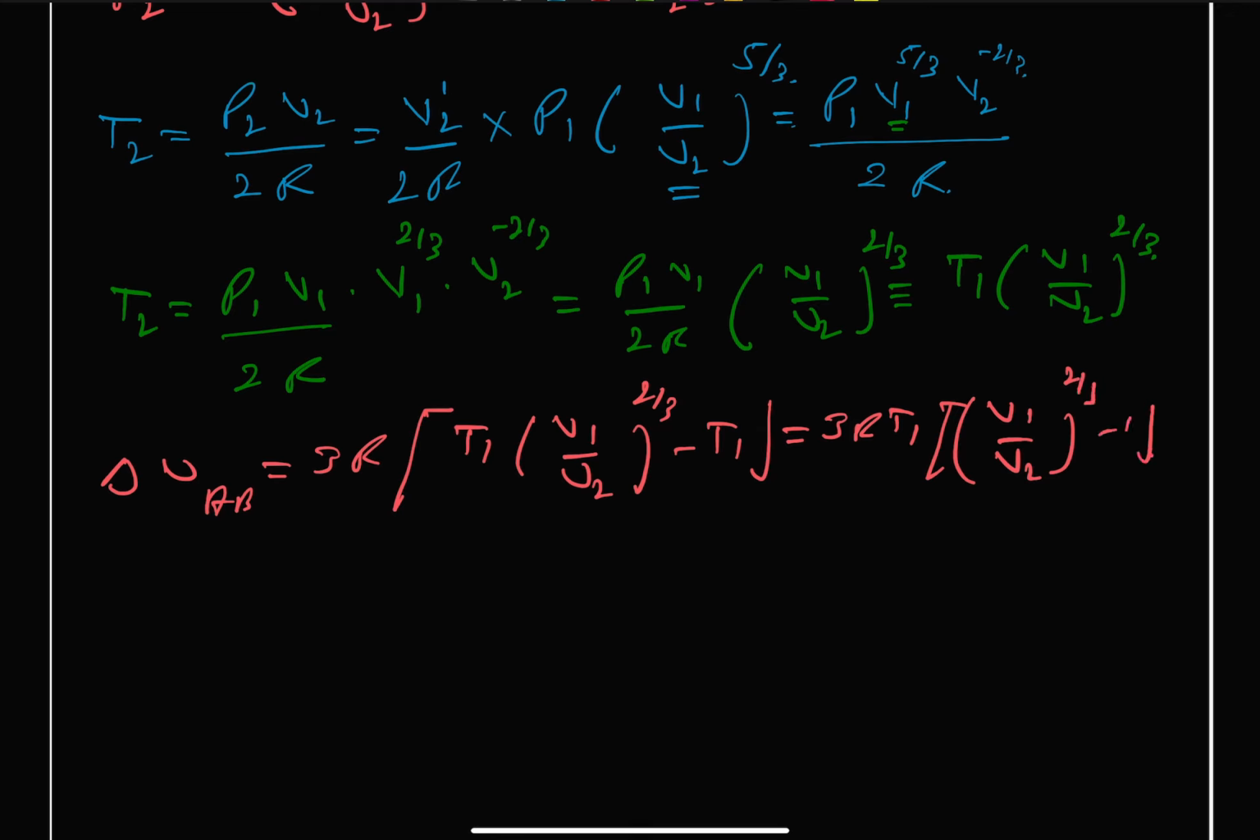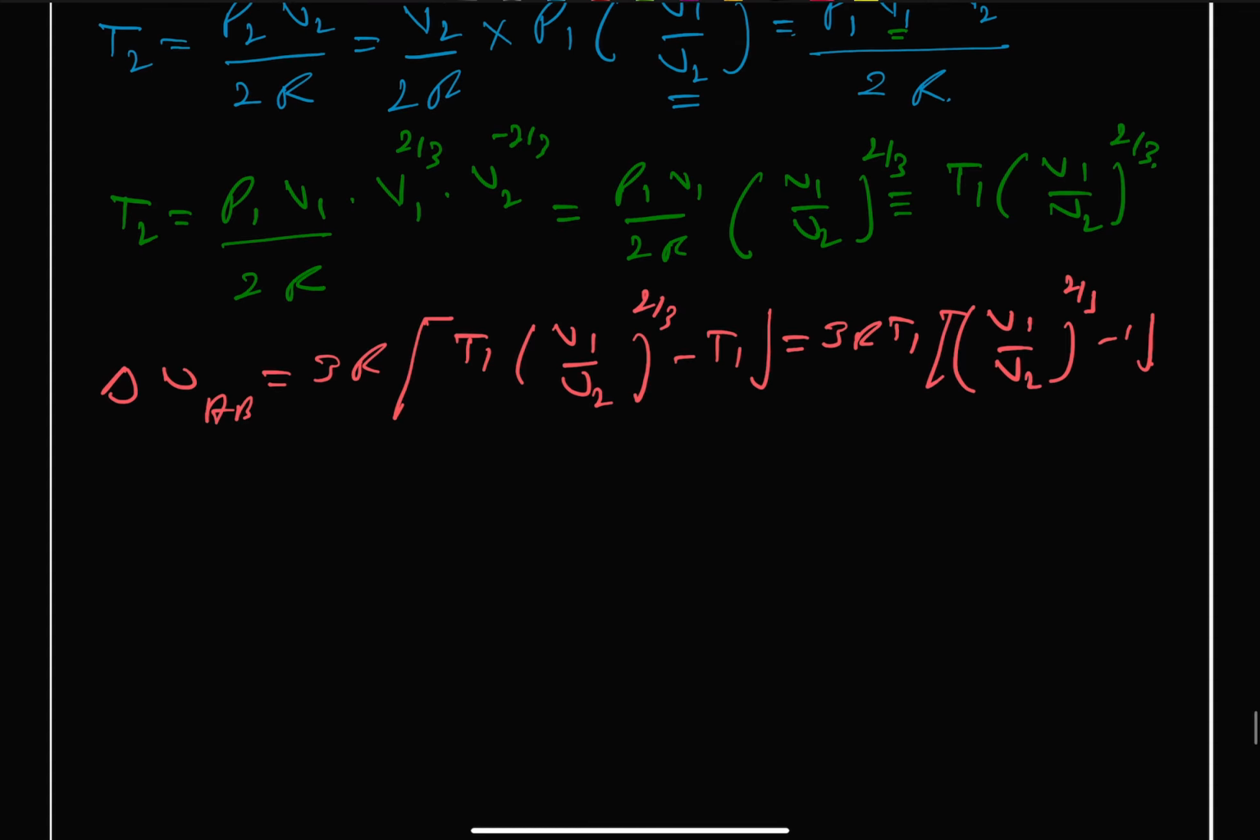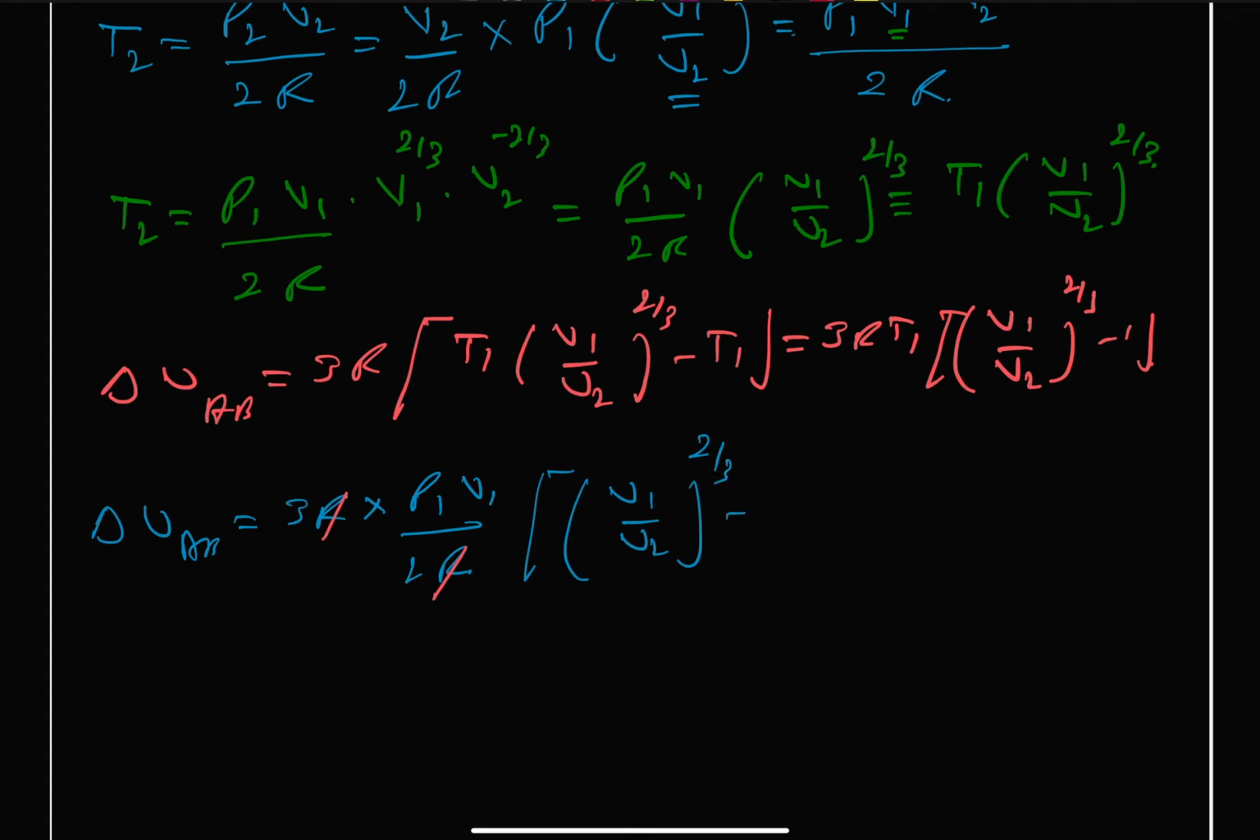And we can substitute T1 in terms of P1, V1 and R. So we get ΔU of AB is equal to 3R times P1 V1 upon 2R, and here R and R cancel out, and this comes as [(V1/V2)^(2/3) minus 1].